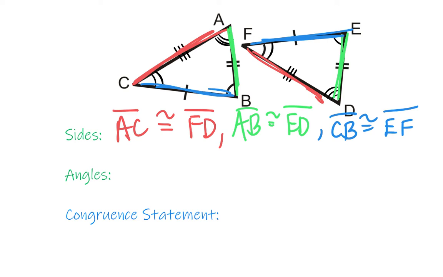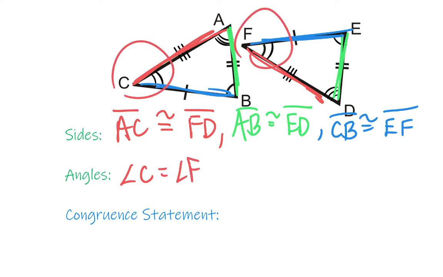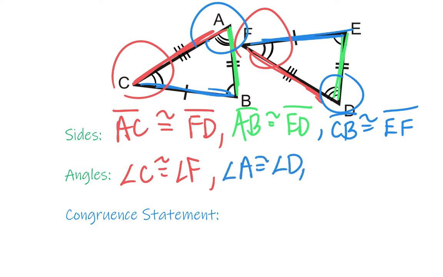All right, and you can do the same thing with the angles. So let's say I started with angle C. Well, that has 2 curves on it, and so does angle F. So angle C is congruent to angle F, and angle A has 3 marks, so does angle D. Angle A is congruent to angle D, and then the last set would have to be whatever we haven't picked. Angle B is congruent to angle E.